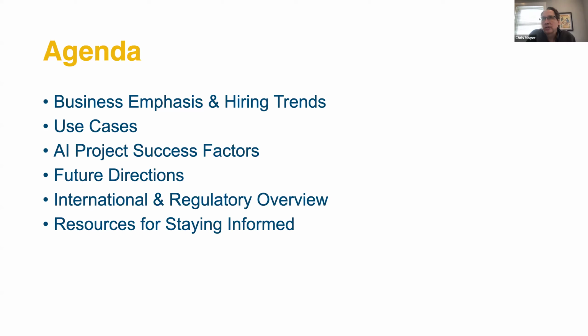Then we'll get into use cases. And then the heart of this whole thing is AI project success factors. They have a much higher failure rate than regular software projects, so things to watch out for. Then I'll point a little bit at future directions, and there's a ton of regulatory stuff that nobody wants to hear, so I'm probably going to rush through that. And then I'll end with just some things that I think you should keep an eye on if you want to keep track of the space.